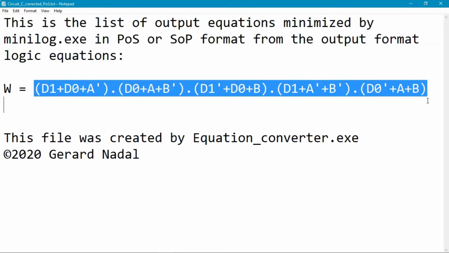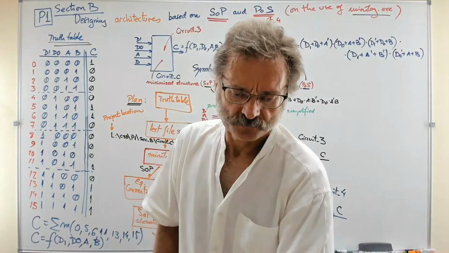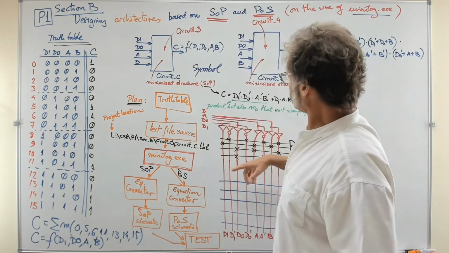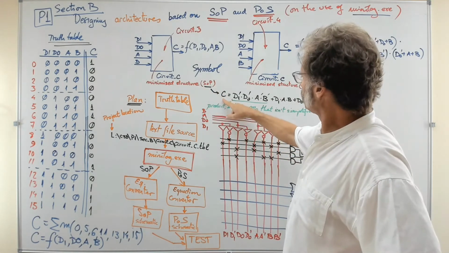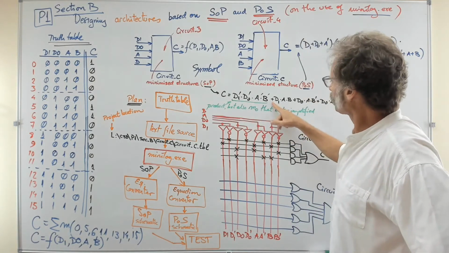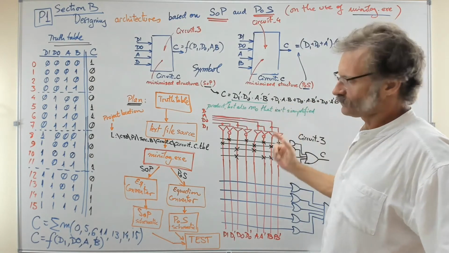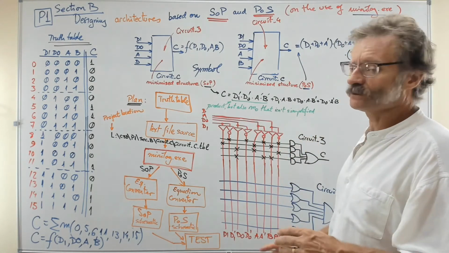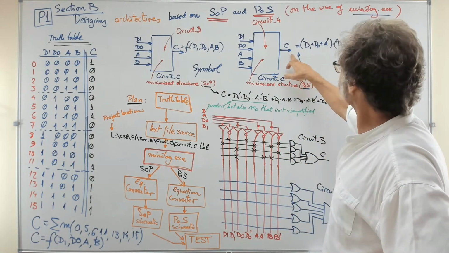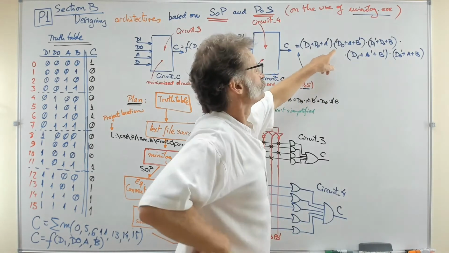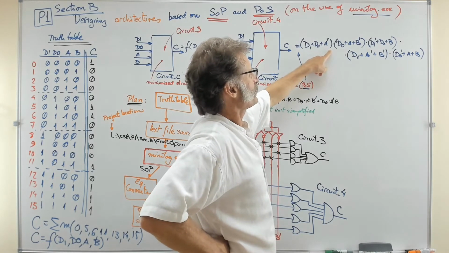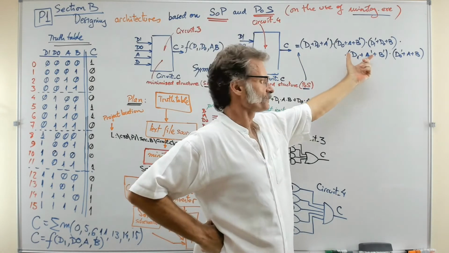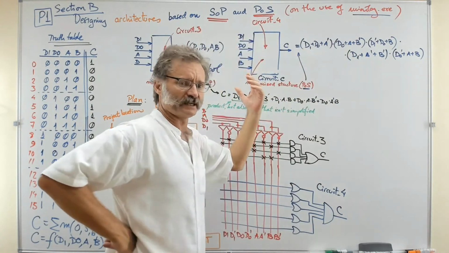So now let's draw the circuits and let's test. So very good. We have developed the circuit now. From the Minilog solution, we have C, which is an OR of 4 products, and we have as well the C, which is another solution that consists of a product of 5 terms which are sums. So those are the 2 solutions that we have obtained from Minilog.